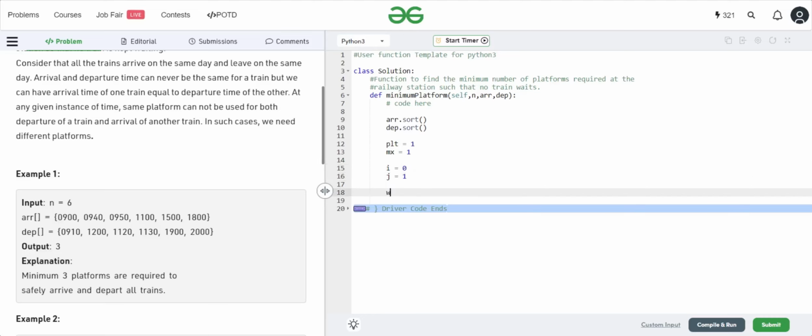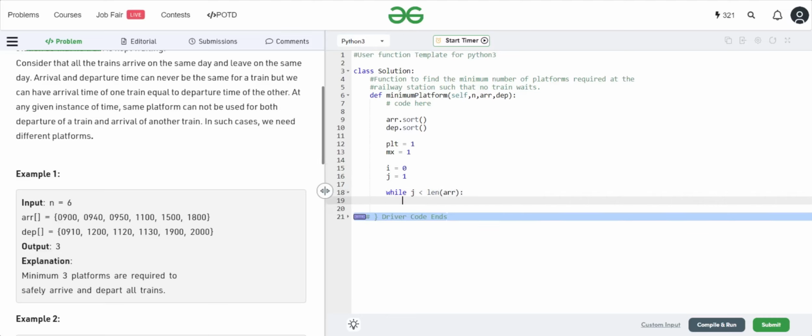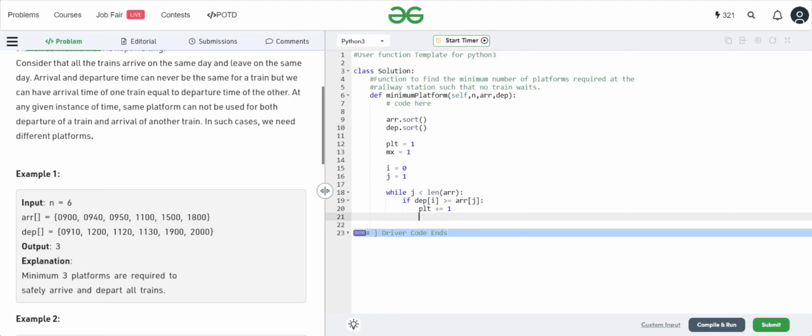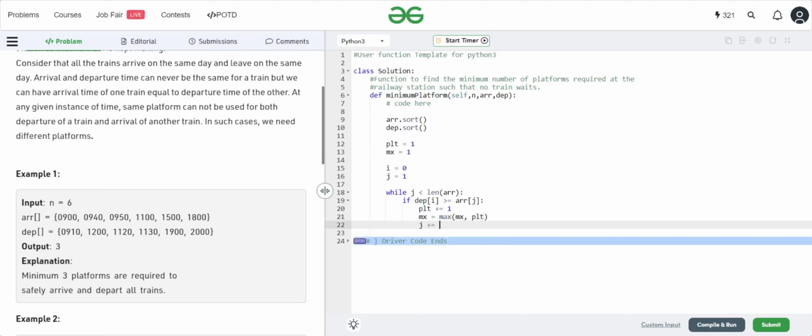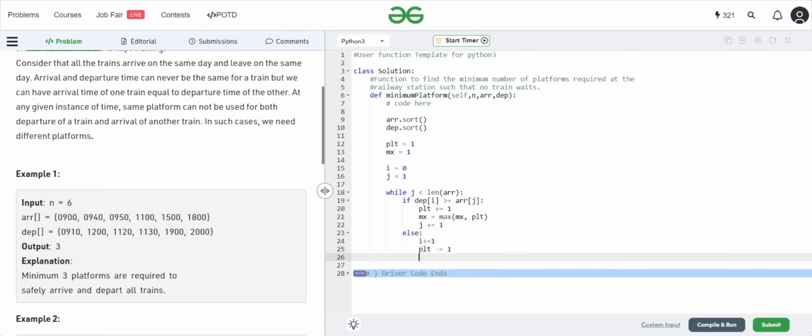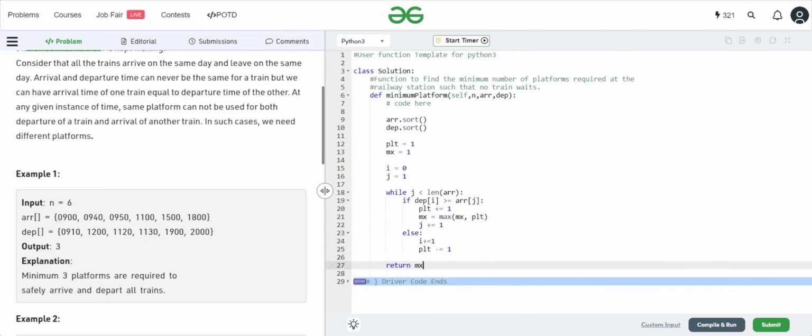And we'll just loop through it while j is less than the length of arrival. Now, if the departure time of I is greater than or equal to the arrival time of j, then we just do PLT plus equal 1. We'll set max equal to max of max comma PLT, and we'll just increment j by 1. Else, we'll just increment I by 1 and reduce the number of platforms by 1. And in the end, we'll just return max.